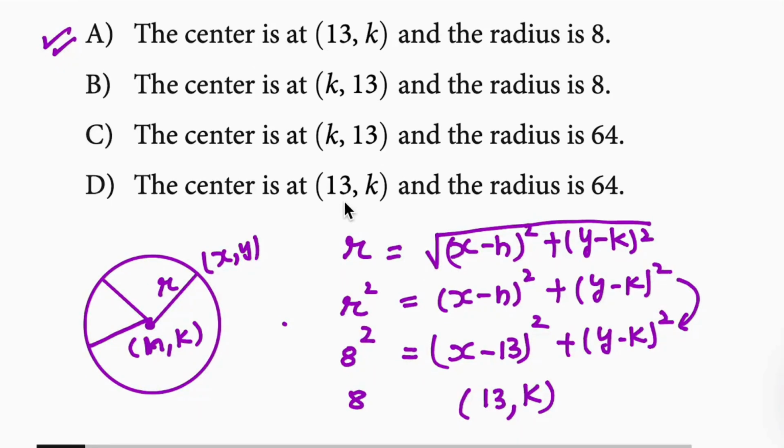You may be tricked into thinking the radius is 64. So you have to remember this thing: just to remove the square root sign, we square both sides, right? And for that reason, r is 8, not 64.